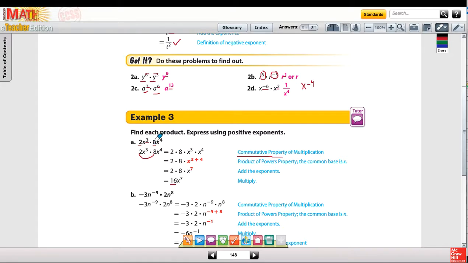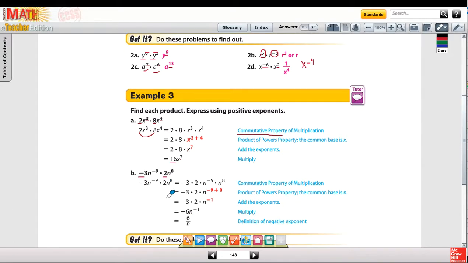And then we can add the exponents of the x's. In this case, 3 plus 4 is equal to 7. On b, we have a negative 3 and a positive 2, and we can multiply those and simplify it to make it negative 6. We have n to the negative 9th and then n to the 8th. Negative 9 plus 8 is negative 1.